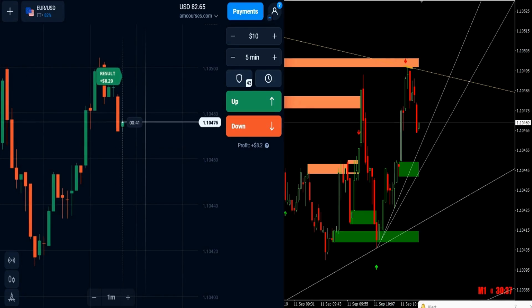We won this trade as well. This proves once again that following a solid strategy and sticking to the rules can lead to successful trades. But remember, trading is a journey, and there's always more to learn.